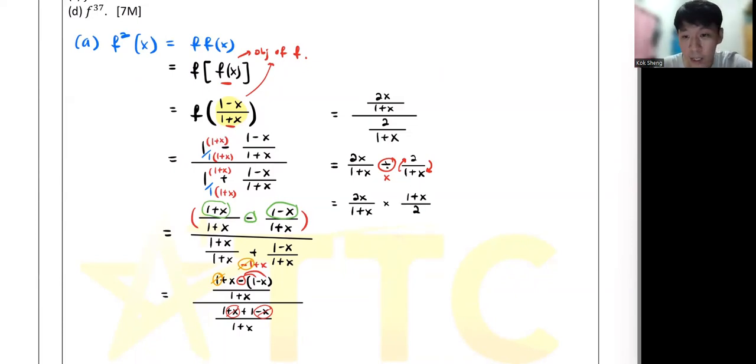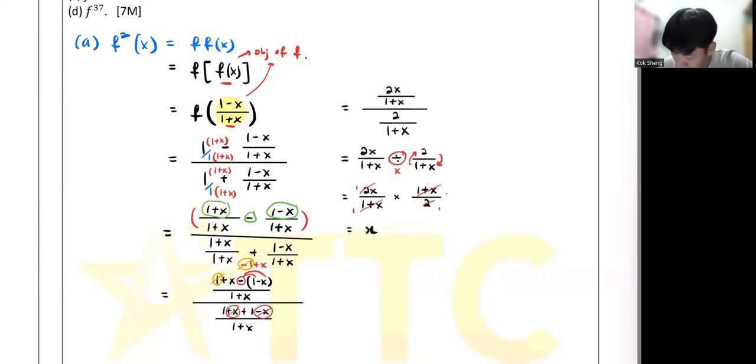Yeah, that is the working. So just cut one more last time. 1 plus x, 1 plus x, up and down can cut. And followed by the 2 and 2, up and down, cut. So nothing left, all become 1. Okay. So this is the answer for f squared x.